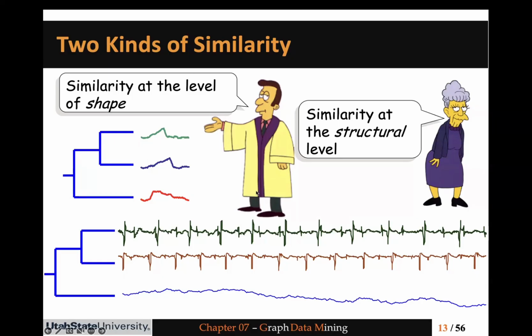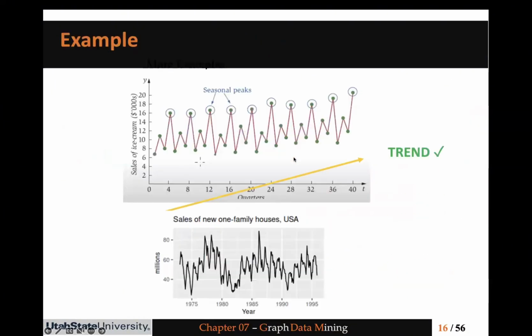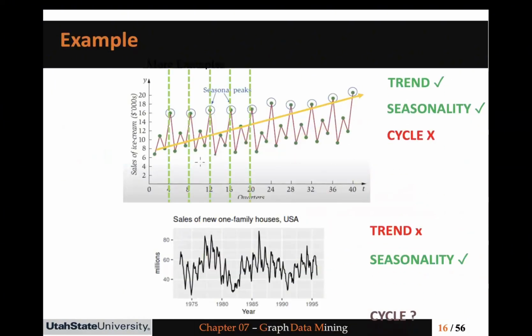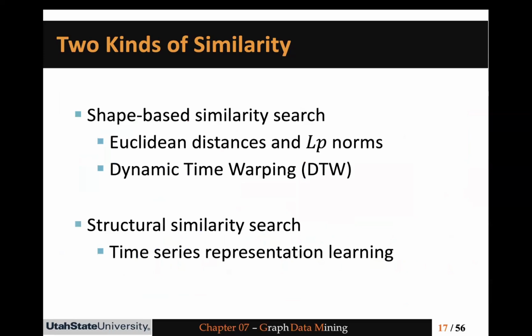On the other hand, we have the non-Euclidean or structural level similarities. Structural level similarities do not really concentrate on a pairwise search or a pairwise distance aggregation from one point to another one, because, as I said, it is looking at the components of the time series, not really the shape of the time series from one point to another here. So structural similarity search includes methods that rely on some kind of representation learning of the time series, right?